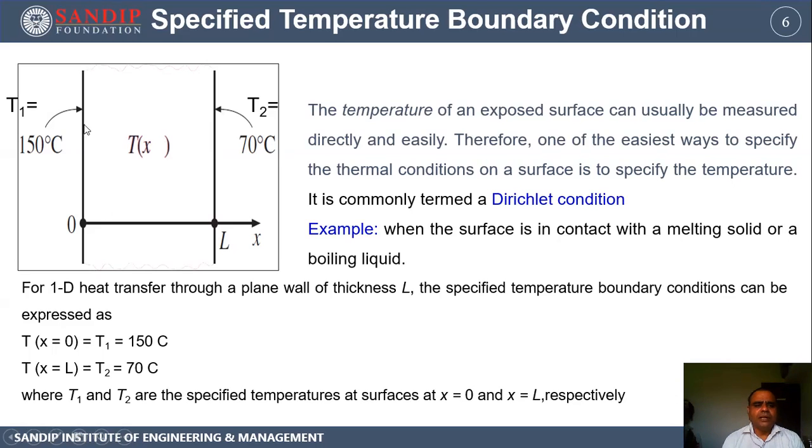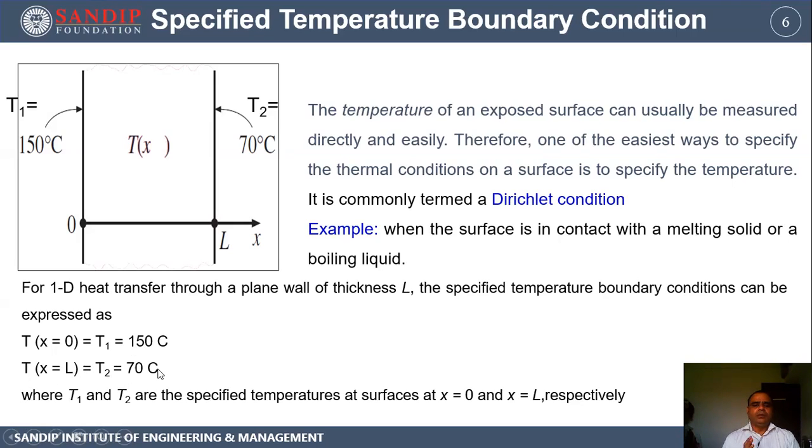Now, how do we write down this expression in terms of mathematical formulation? Consider the case of one-dimensional steady heat transfer through a plane wall of thickness L. The specified temperature boundary condition can be expressed as: temperature at x equal to 0 is T1, which is equal to 150 degrees Celsius. Similarly, temperature at x equal to L is T2, which is equal to 70 degrees Celsius.